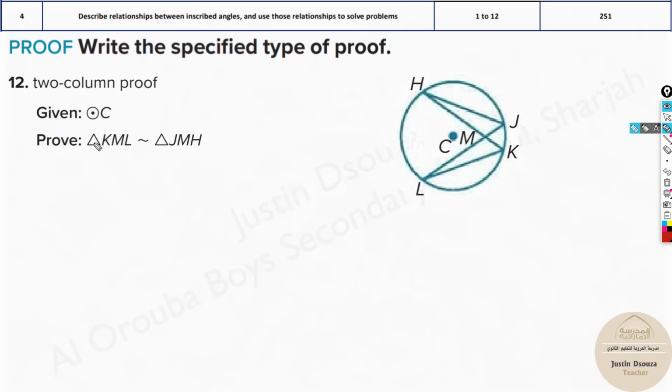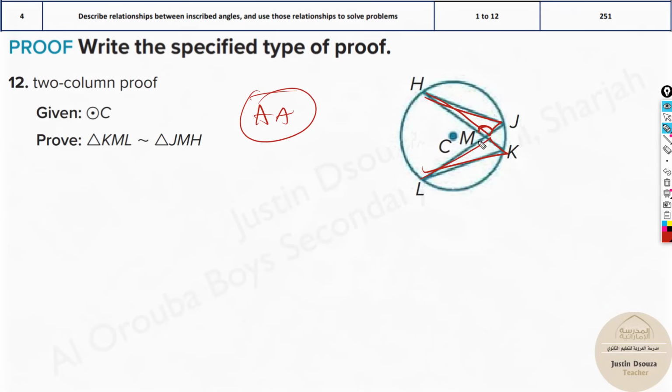Now they have told us to prove that triangles KML and JMH are similar. See, this is the similar symbol. Now we can easily prove one of the angles is equal. See, this is one triangle and this is one more triangle, right? We have to prove just similarity. You know, the AA similarity is very simple. Angle similarity. Let's do that.